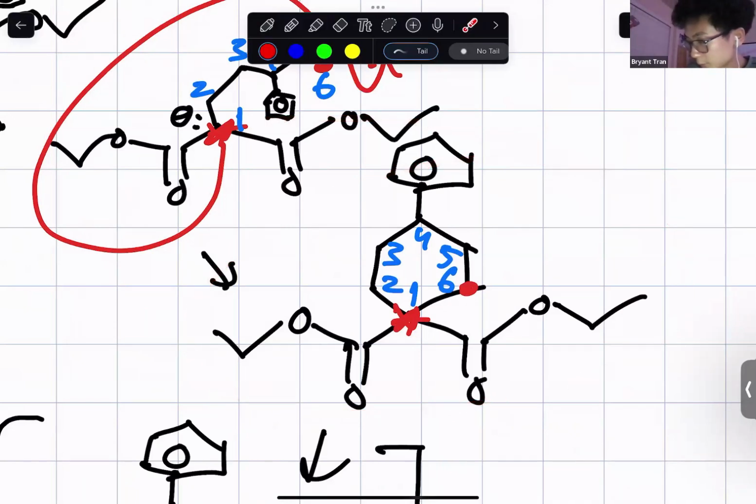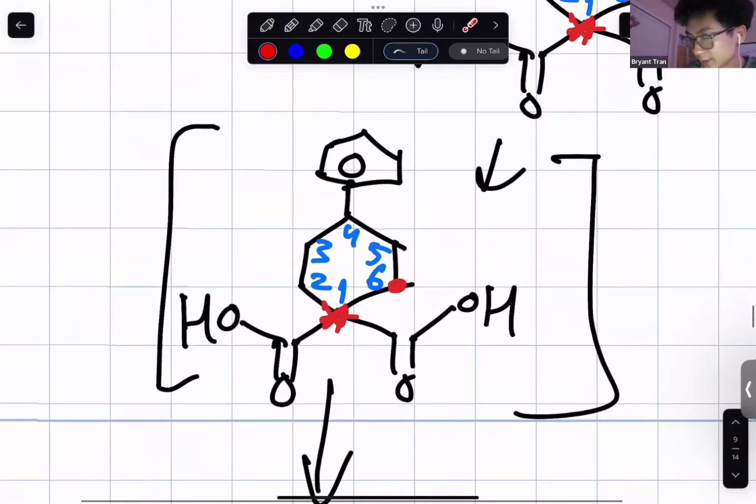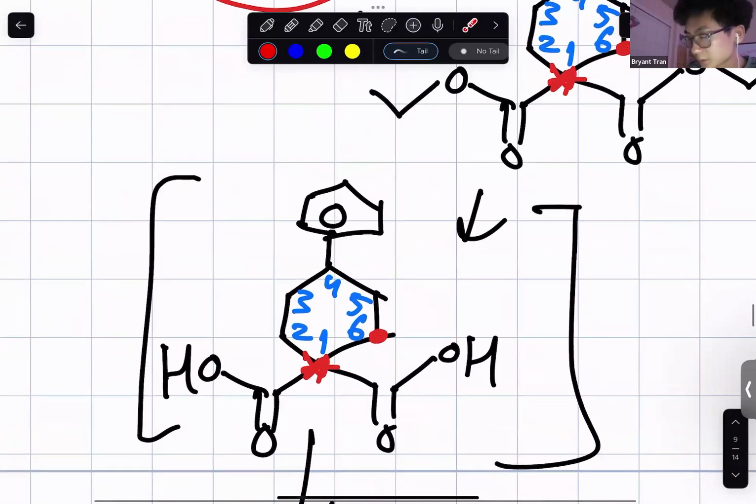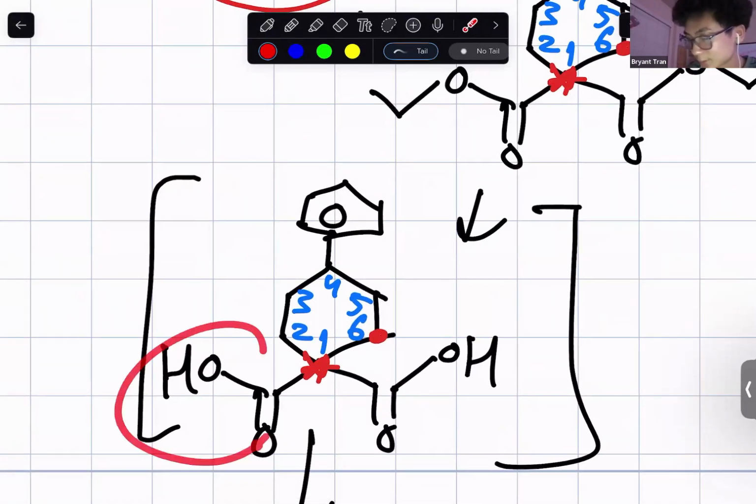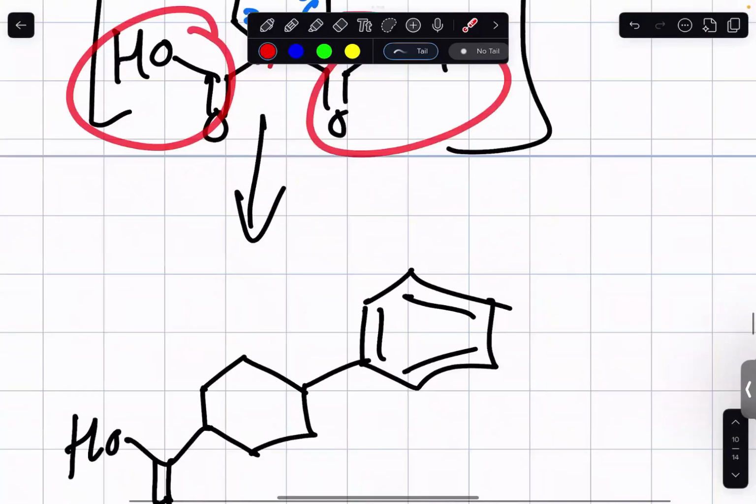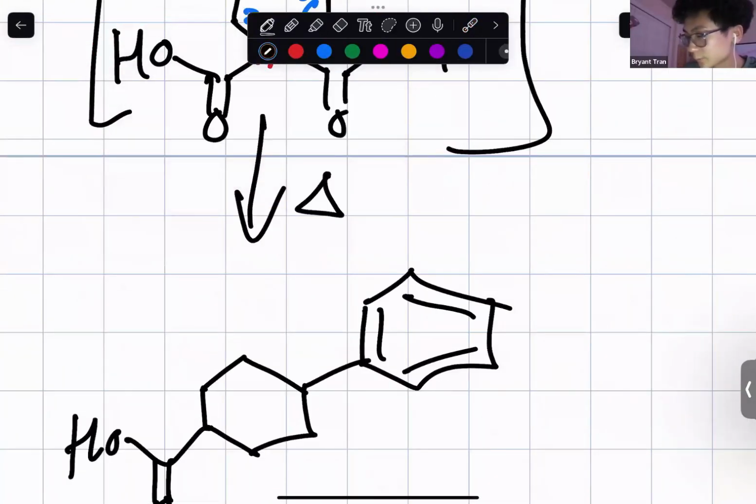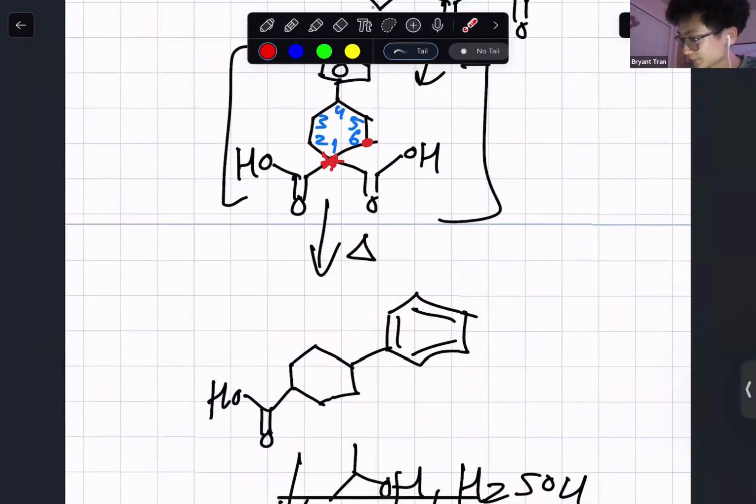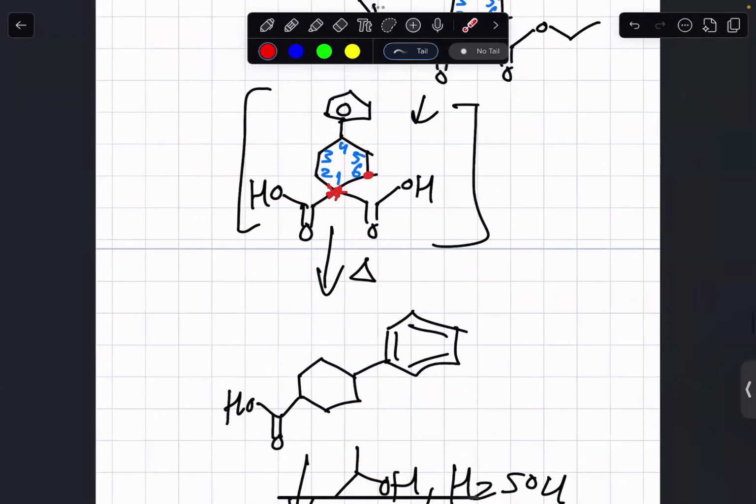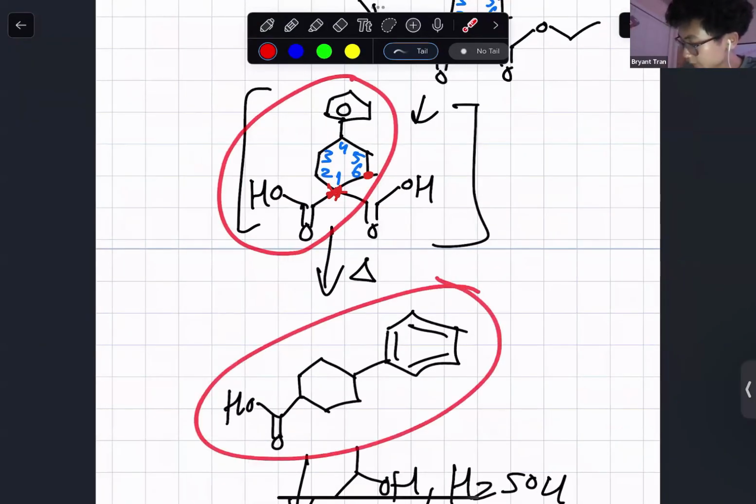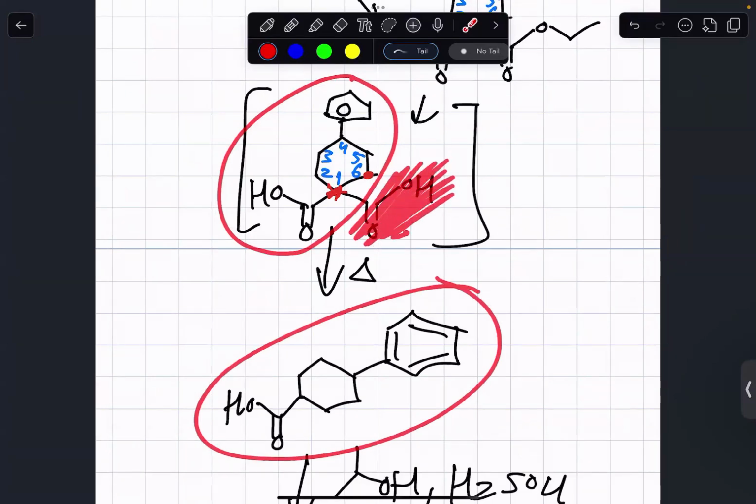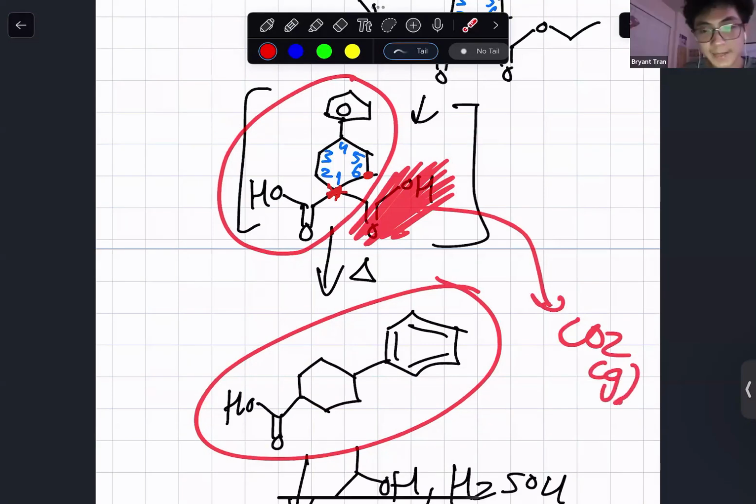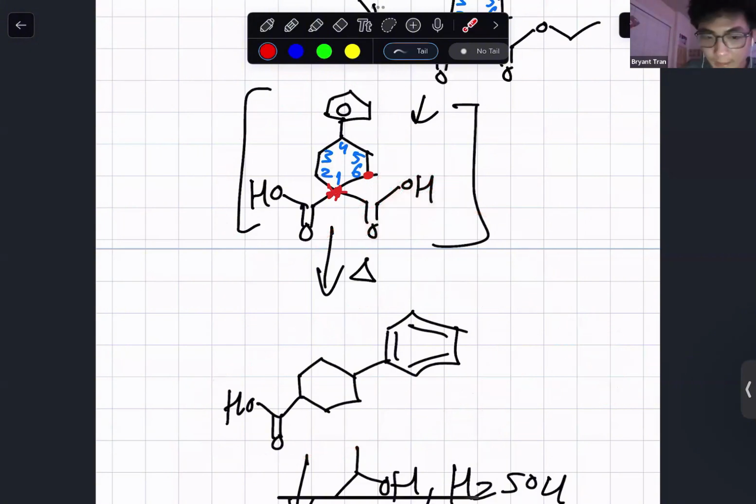Yeah. Now, this is when we bring in the HCl, water, and heat. The acid hydrolyzes the esters into carboxylic acids. And then the heat decarboxylates it, gets rid of one of the carboxylic acids to get this structure here. This is gone. To get rid of the carboxylic acid, and then we would have CO2 on the side. Okay, I see it now.